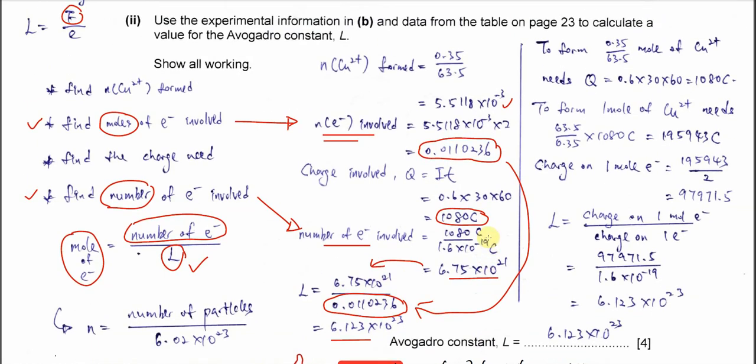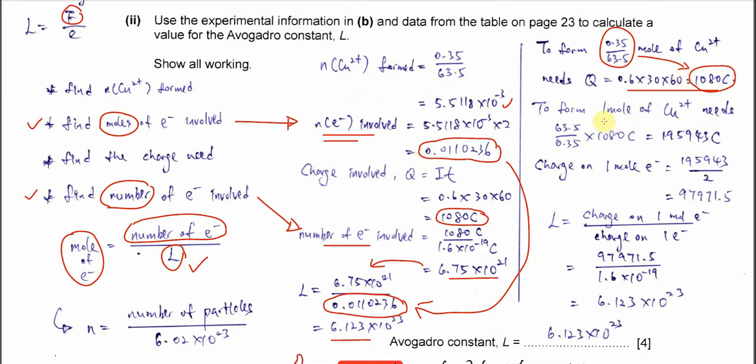I tell you another method. So this one is the alternative method. From the question, again, it already told us that 0.35 moles of copper 2 will form. So find the moles of copper using this. And in order to dissolve this copper, we need to use this charge. So we'll calculate the charge first. So Q equal to IT again, you get 1080 coulomb. So this is the moles that form when we use this charge.